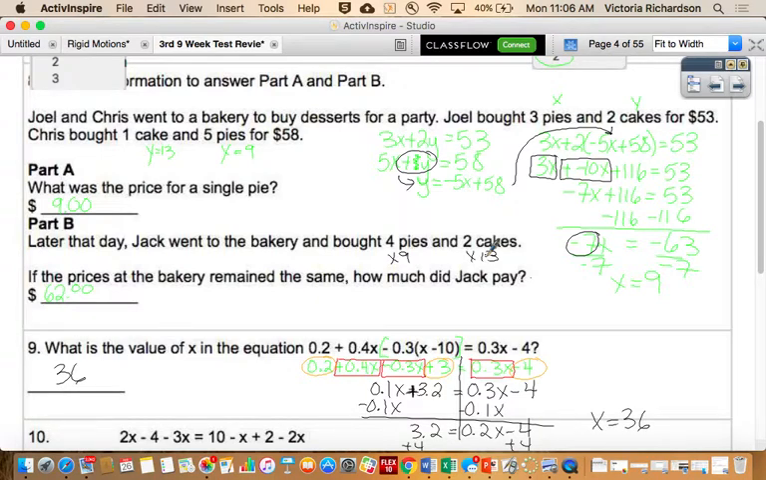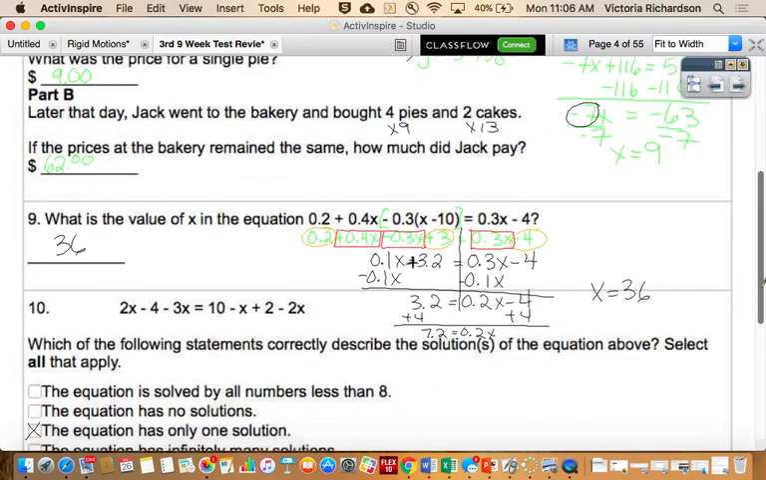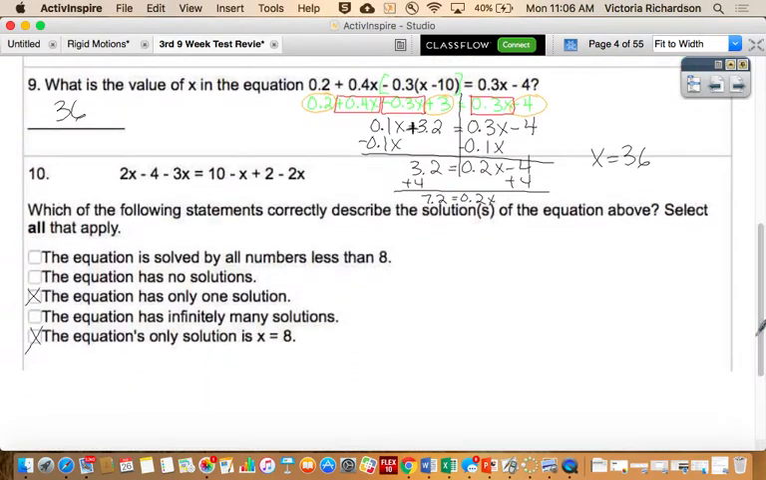Let's look at number 9. So it says, what is the value of x in this equation? Last year when you guys took the state test, you had a lot of whole numbers when you solved equations, right? Well, this year you're going to have a lot of decimals and fractions. You're probably not going to have any equations that have whole numbers. So you've got to be confident working with decimals and working with fractions.